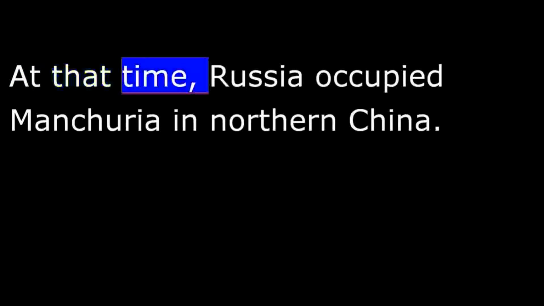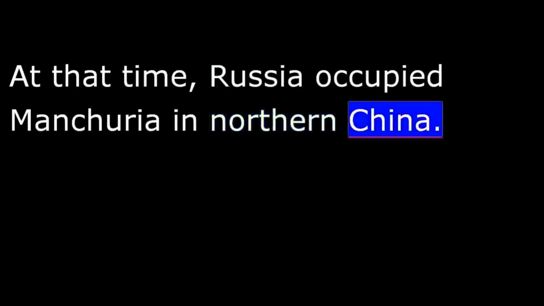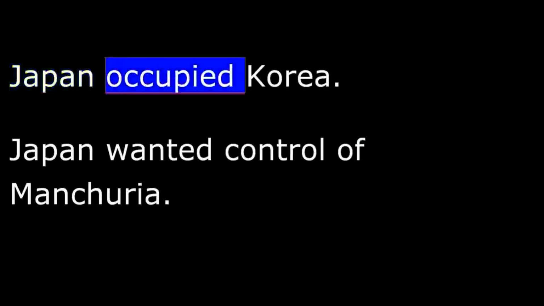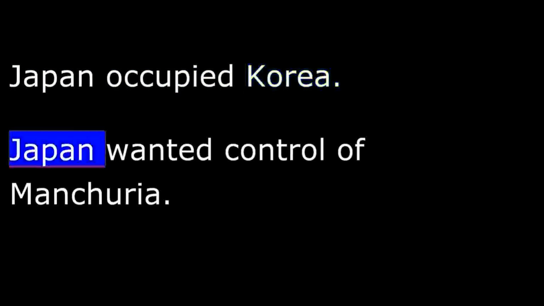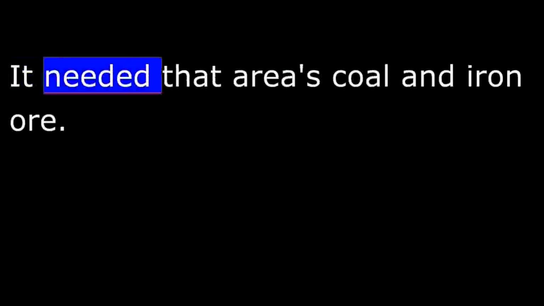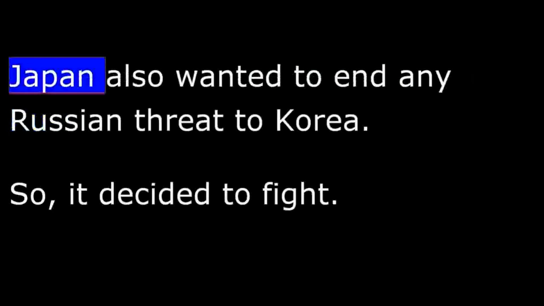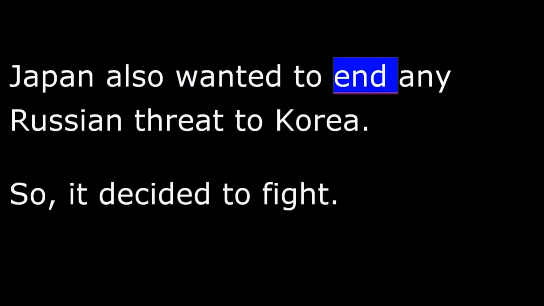At that time, Russia occupied Manchuria in northern China. Japan occupied Korea. Japan wanted control of Manchuria. It needed that area's coal and iron ore. Japan also wanted to end any Russian threat to Korea. So it decided to fight.